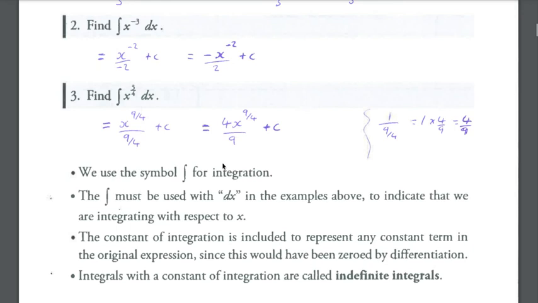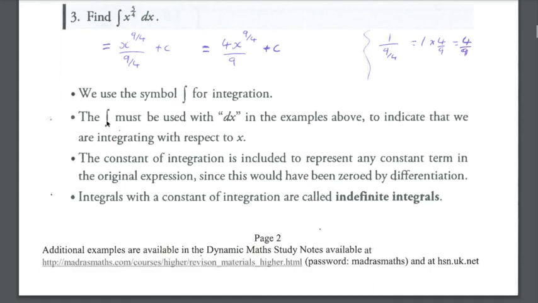Question 3, exactly the same idea. Add 1 to the power, divide by the new power, and then add our constant of integration, add on the plus c. So I'm dividing by 9/4. That's the same as multiplying by 4/9. So it'll be 4x to the 9/4 over 9 plus c.